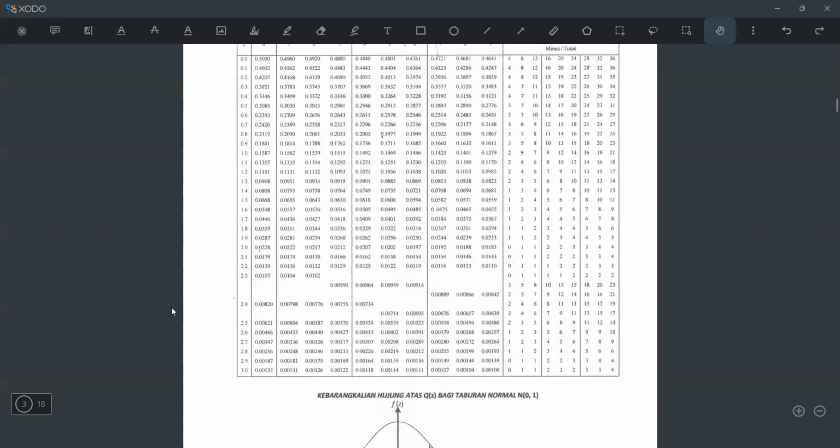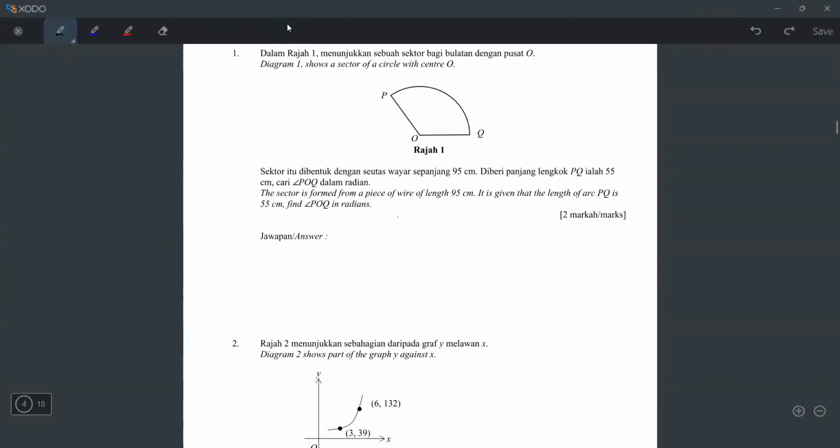Okay. So let's skip over all these formulas and start with question 1. Let's go. Diagram 1 shows a sector of a circle with center O. So if it's a sector, we know it consists of 3 lines. What are the 3 lines? Radius, radius, arc. All right, because that's what a sector means. So we can obviously see that OP is the radius, and OQ is also the radius, and this is obviously the arc. So now let's see what the soalan says.